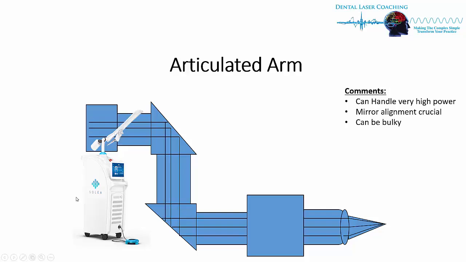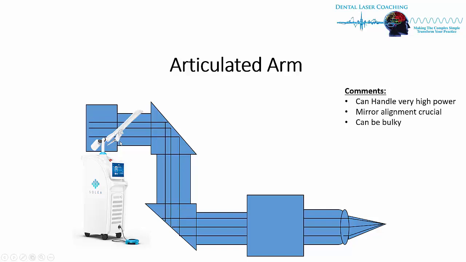I've got a picture here of the new Solea energy laser, and this is a new CO2 laser that's a new wavelength for dentistry at 9,300 that actually can cut hard tissue and soft tissue. But you can see here its articulated arm is counterbalanced with the weight here, but the energy is coming out of the tip, hits a mirror, comes out, hits a mirror, and hits another mirror.